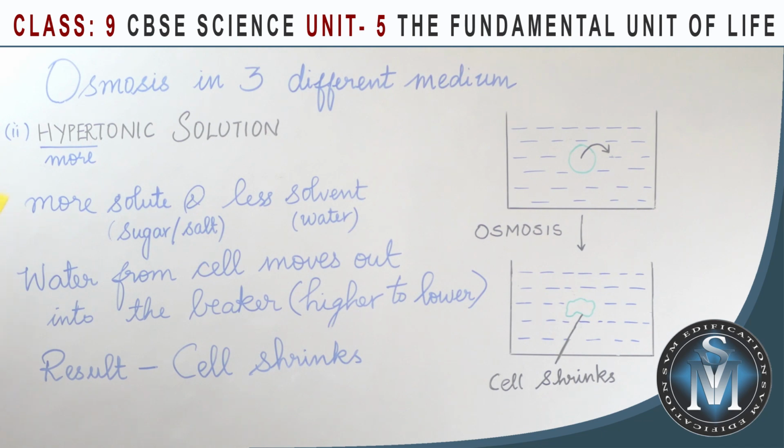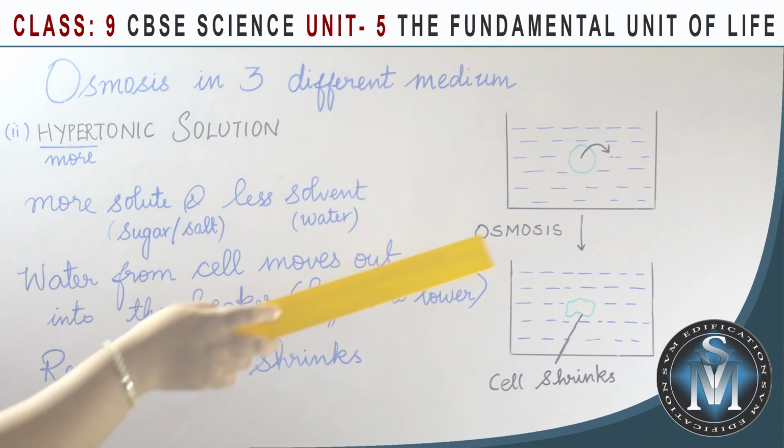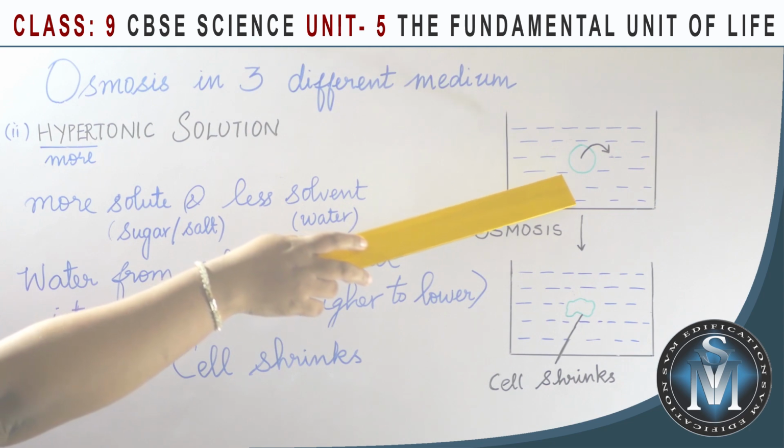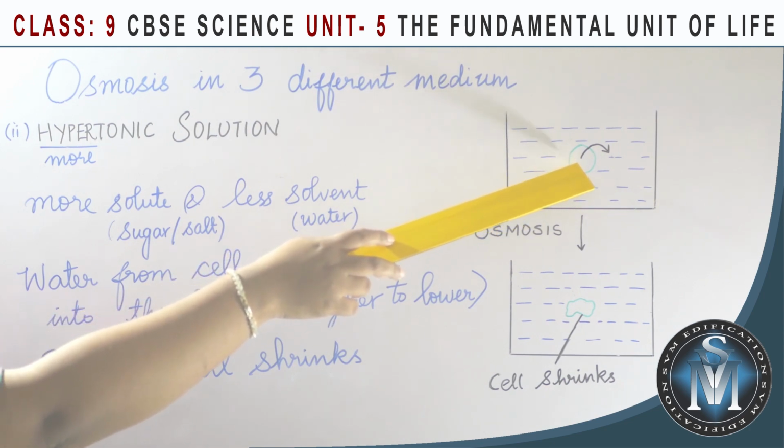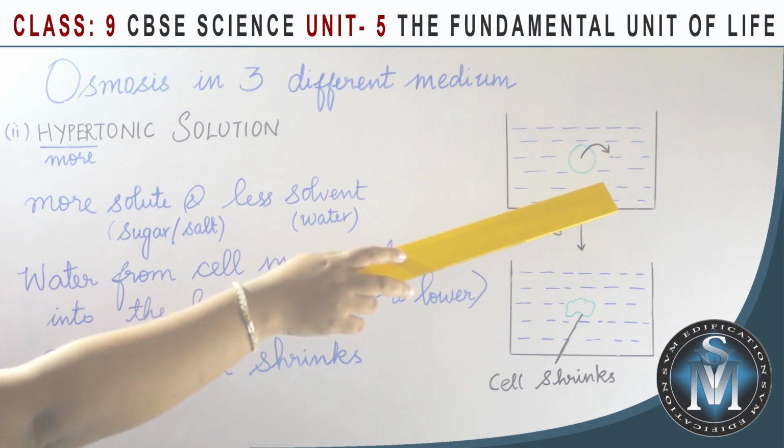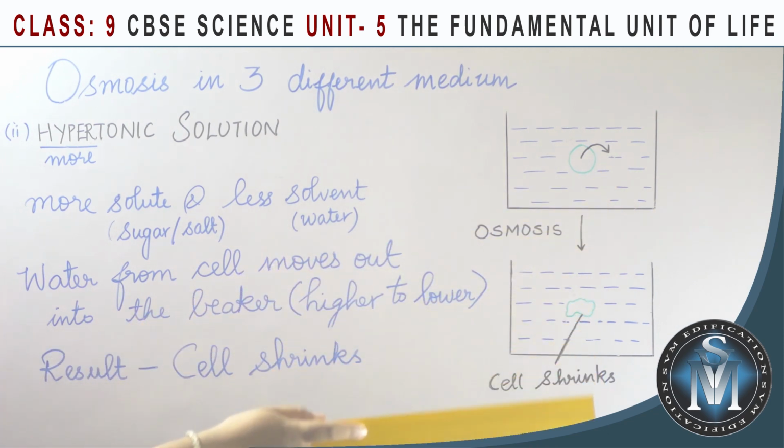The next solution we are going to take under consideration is hypertonic solution. Here the word hyper represents more. So in this kind of solution there is more solute and less solvent. That is, the solution itself is a concentrated solution where the water content is very less. So when a cell is dropped in such a solution, what happens to the cell is, after osmosis, the water content from the cell moves out of the cell and makes it shrink. As a result, the cell shrinks.